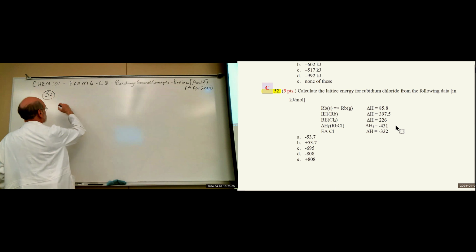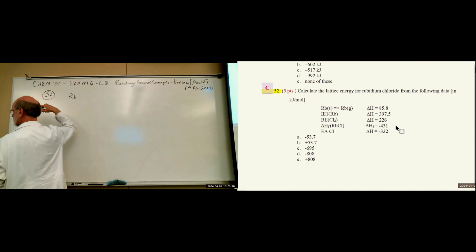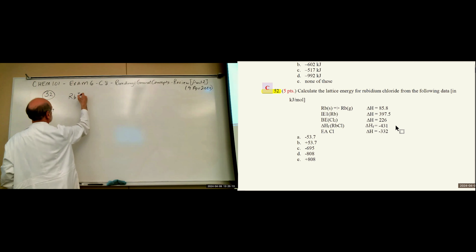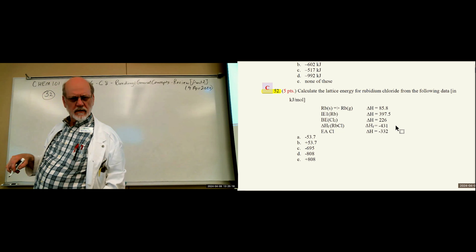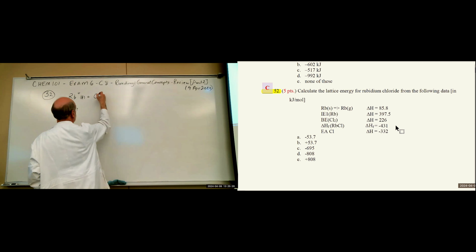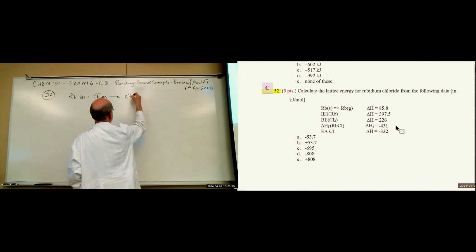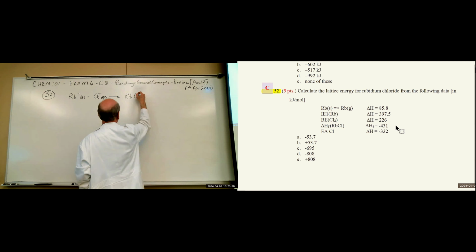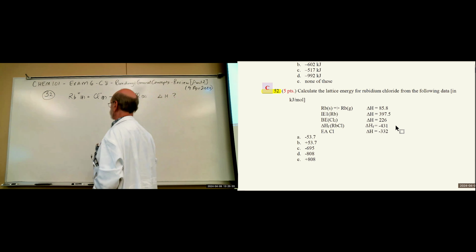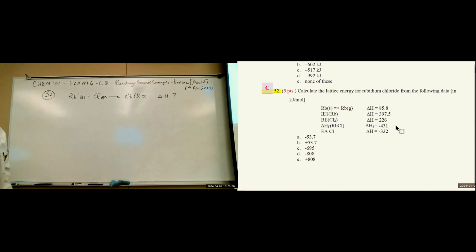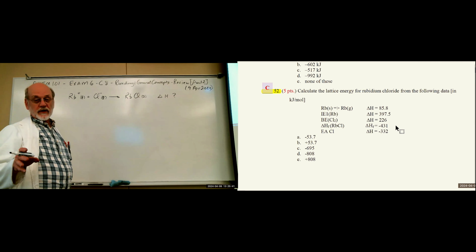Well, the lattice energy is the energy you get back when you combine rubidium 1 plus gas, plus, what's the other one? Chloride. Chloride gas, and you make a solid rubidium chloride solid. That's the target equation. That's the lattice energy. So what do we have to go on?